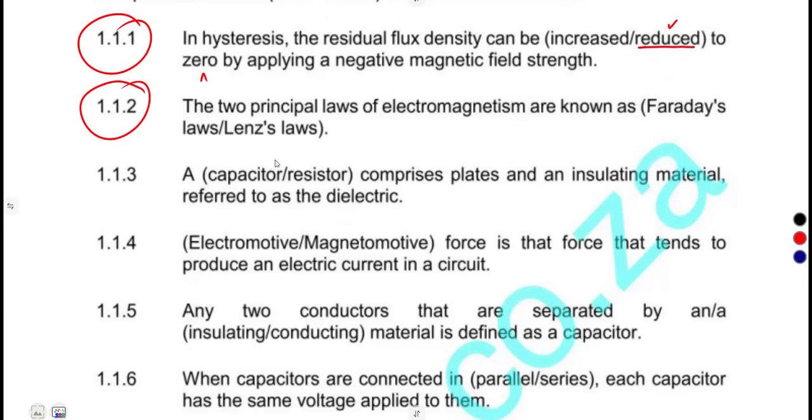And 1.1.2, the two principal laws of electromagnetism are known as what? The two principles of electromagnetism, that is the part of what? Your Faraday's laws. All right. And on 1.1.3, which one, a capacitor or a resistor, comprises plates and insulating materials? So that's where it is referred to as the dielectric. So that's a capacitor, right? It is the one that has got these properties.